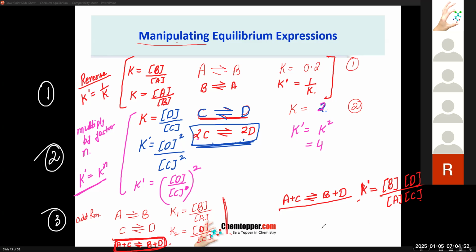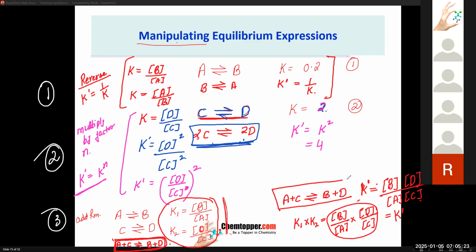Okay, now can I multiply K1 and K2 here? Just multiply K1 and K2. Check what you are getting if you multiply these two. If we multiply K1 and K2, I'm getting the same thing: concentration of B over A, this is K1, times concentration of D over concentration of C. This is K2. Can you see I'm getting the same thing? Which is K, the new K of the added equation.